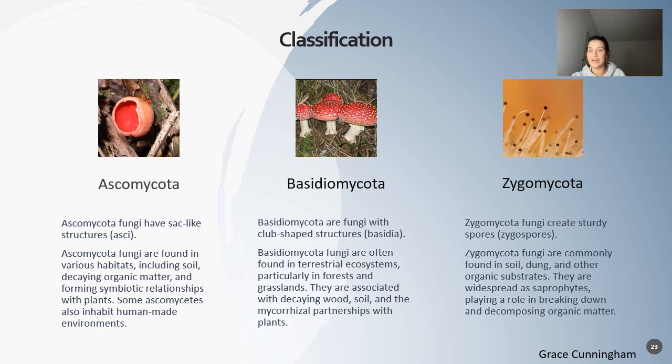Zygomycota fungi create sturdy spores known as zygospores. These fungi are commonly found in soil, dung, and other organic substances. They are widespread as saprophytes, playing a role in breaking down and decomposing organic matter.